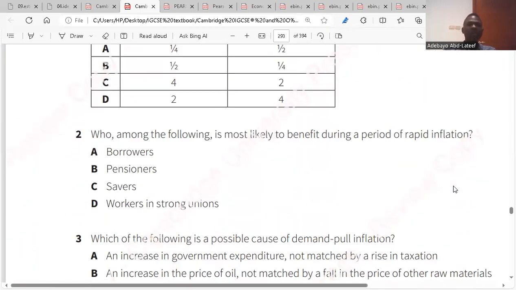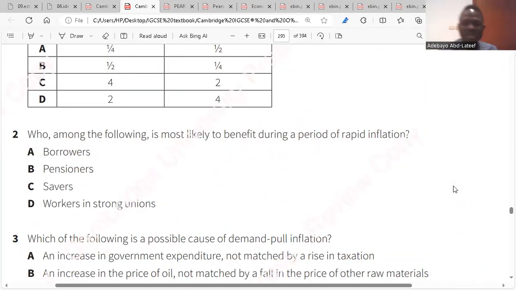Question 2. Who among the following is most likely to benefit during a period of rapid inflation? When there's inflation, who among the following is most likely to benefit? Borrowers. It's either A or D. I have to eliminate. So it's A, borrowers. Because workers in strong unions might have negotiations and benefit, they say is most likely to benefit. But borrowers, yeah.